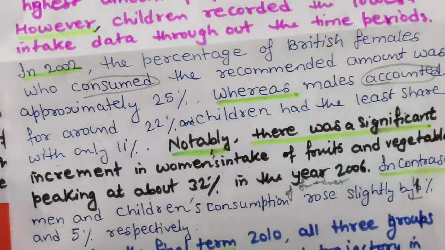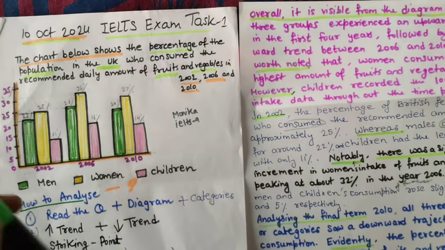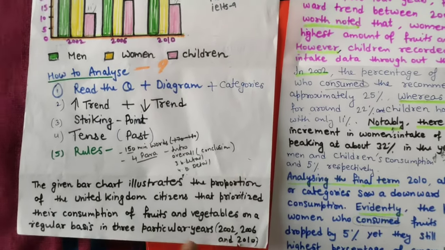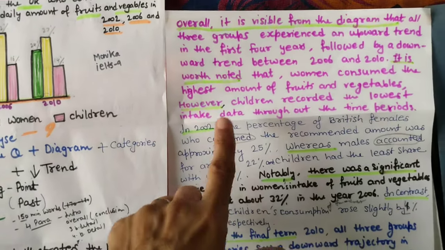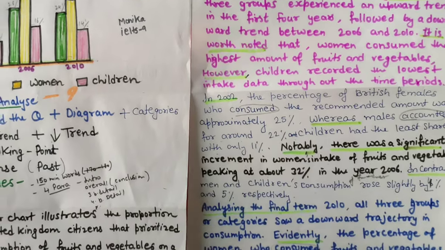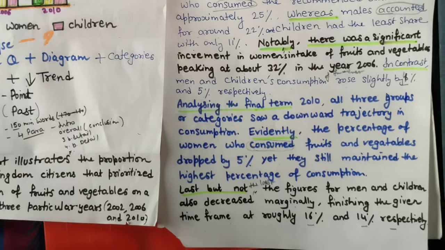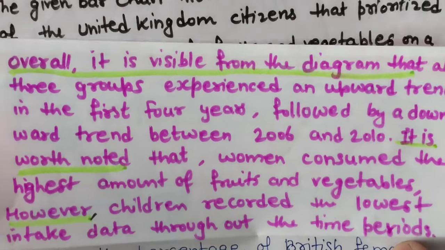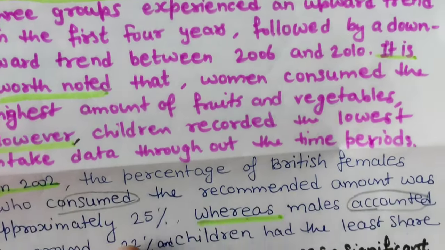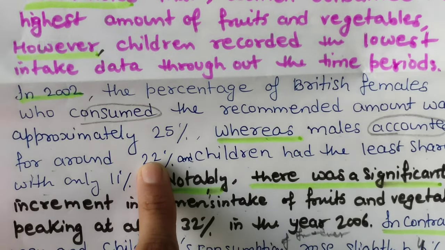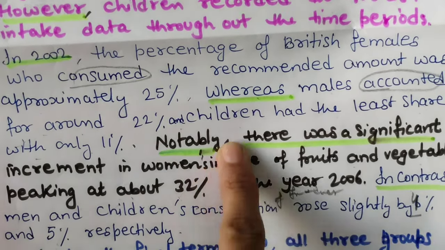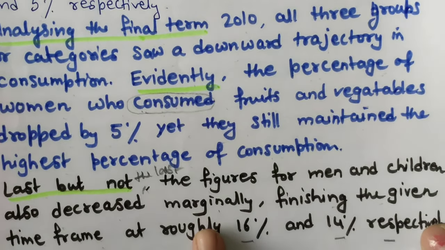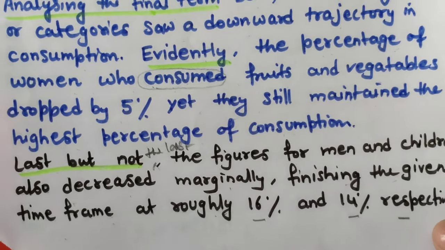I will show you the full essay. This is the diagram and this is the introduction. Here is the overall paragraph, the pink one, and then the body detail paragraph about 2002, then 2006 from here, and the last one is 2010 from here to here. See this. Thank you so much.